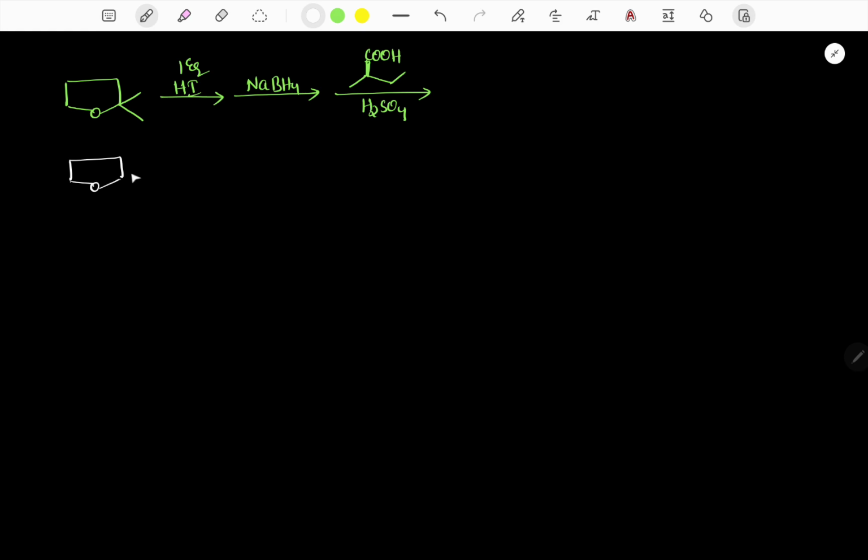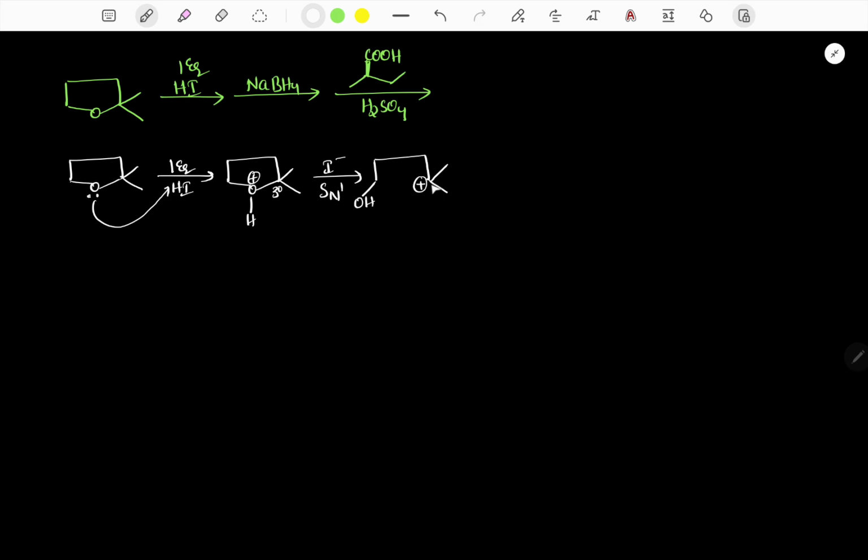When the cyclic ether is treated with 1 equivalent HI, the lone pair attracts the proton, and now it reacts with I minus. Since it is a tertiary ether, it undergoes an SN1 type of reaction. Therefore ring opening takes place, C plus will form, and here it is a stable C plus, no migration, no ring expansion. Now it reacts with I minus and the corresponding iodide will be formed.